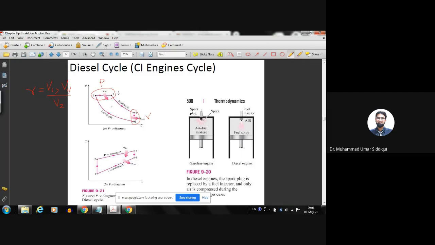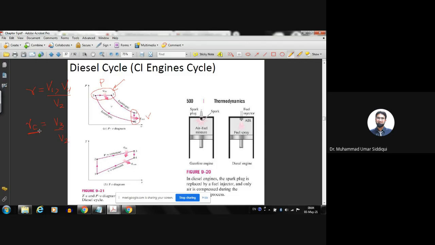However, now since we have another volume V3, we're going to have another ratio, and we say it's the cutoff ratio. And cutoff ratio is basically what? It is V3 by V2. Okay, so V3 by V2 is the cutoff ratio.